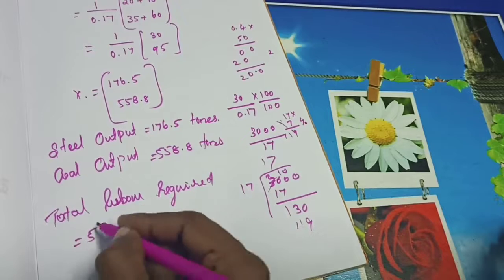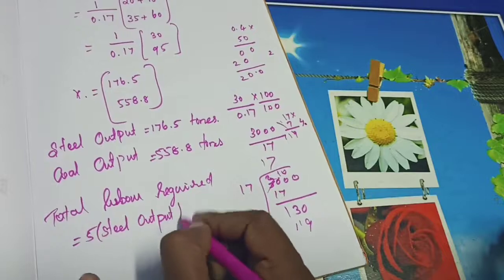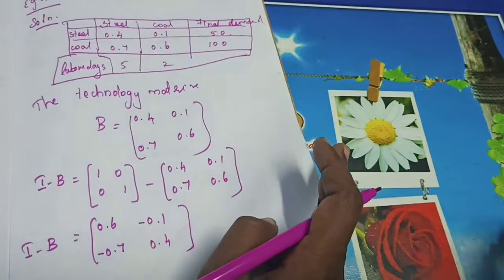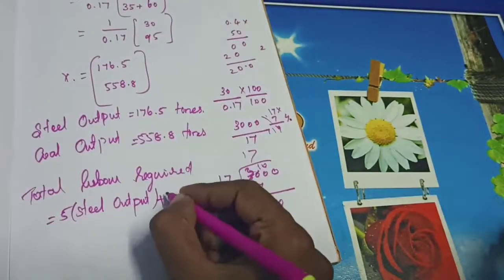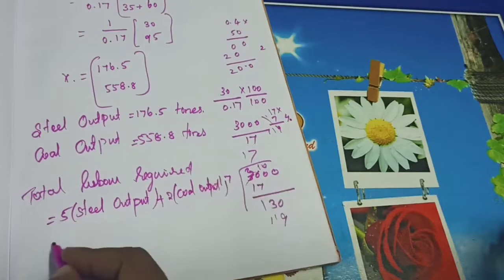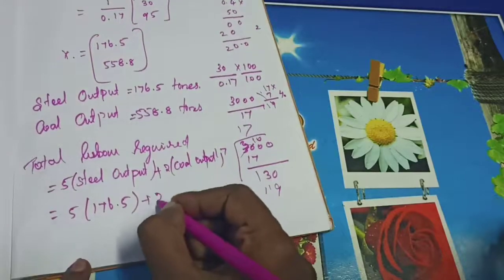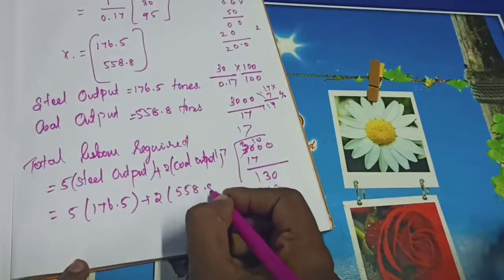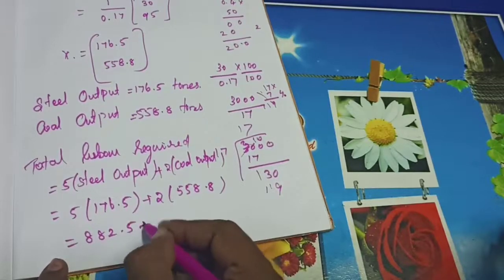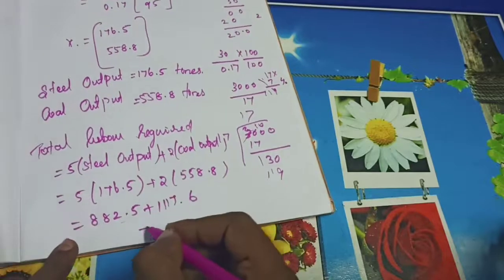Is it right? 5. So 5 into steel output plus how much is there here in the question? 5 and 2. Is it right? So 5 into our steel output plus 2 into coal output. Correct? Yes. That's equal to 5 into 176.5 plus 2 into 558.8. Multiply this, you will get 882.5 plus 1117.6. Add these two numbers, you will get 2000.1.